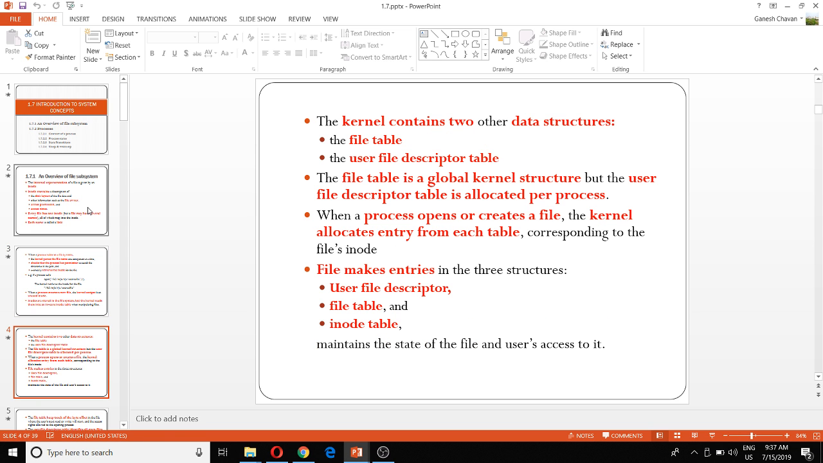The kernel contains two other data structures, the file table and the user file descriptor table. The file table is a global kernel data structure, but the user file descriptor table is allocated per process. When a process opens or creates a file, the kernel allocates an entry from each table corresponding to the file's inode. Entries in the three structures, user file descriptor table, file table, and inode table, maintain the state of the file and the user's access to it.